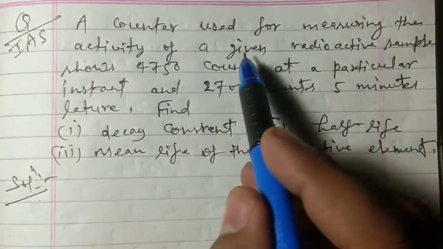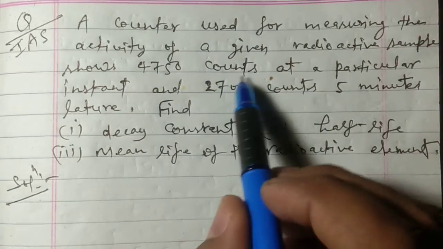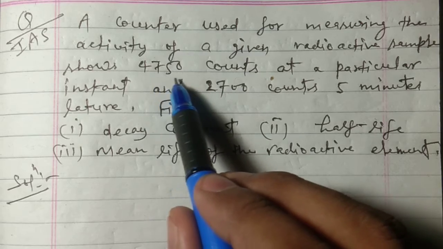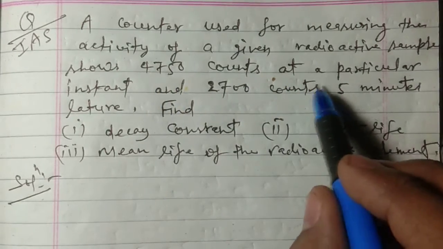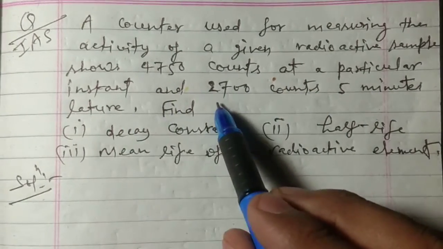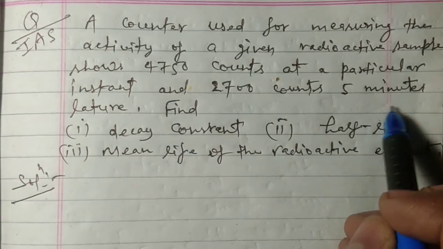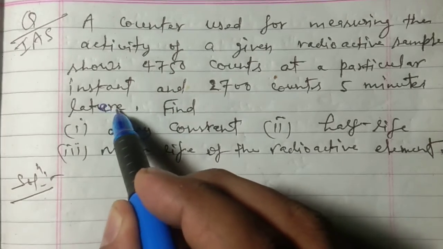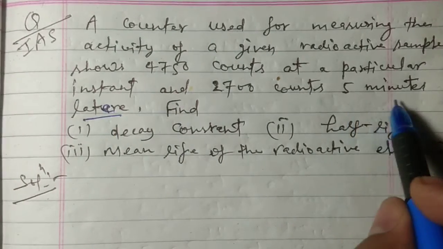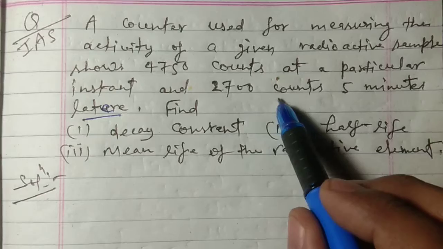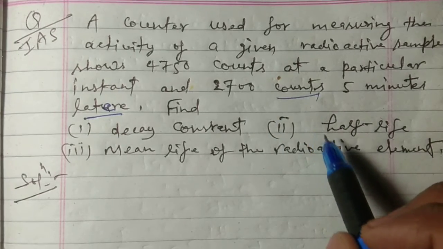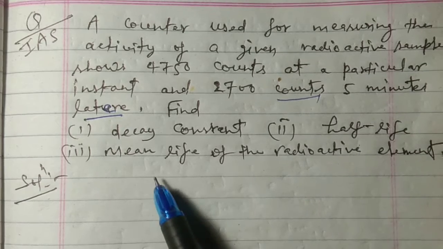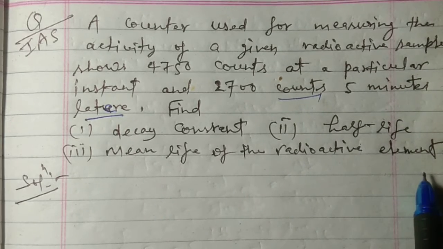A counter used for measuring the activity of a given radioactive sample shows 4,750 counts at a particular instant and 1700 counts 5 minutes later. Meaning after 5 minutes we get this many counts. So we have to find the decay constant, half life, and mean life of the radioactive element.